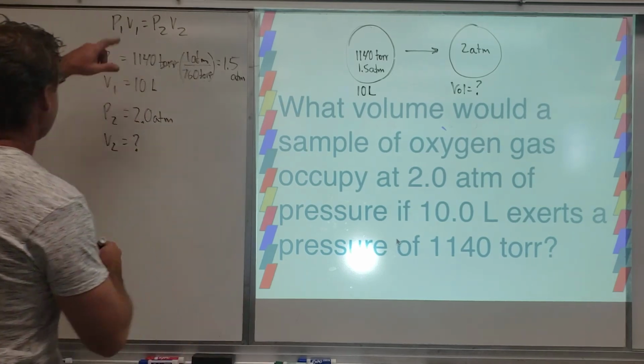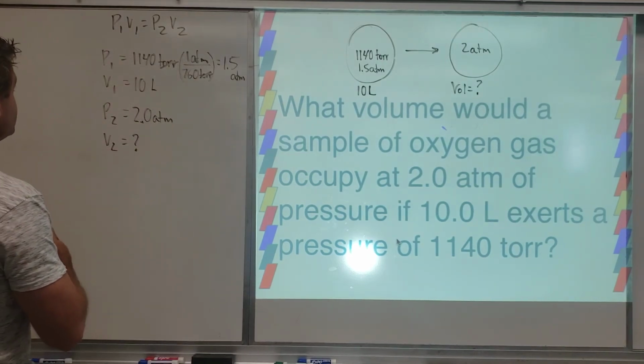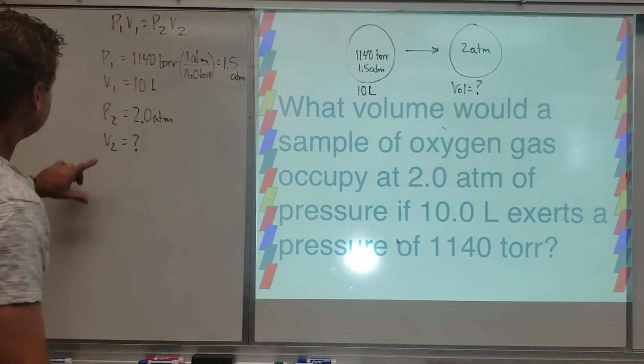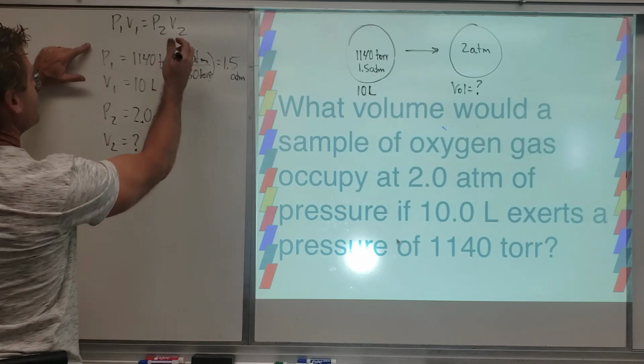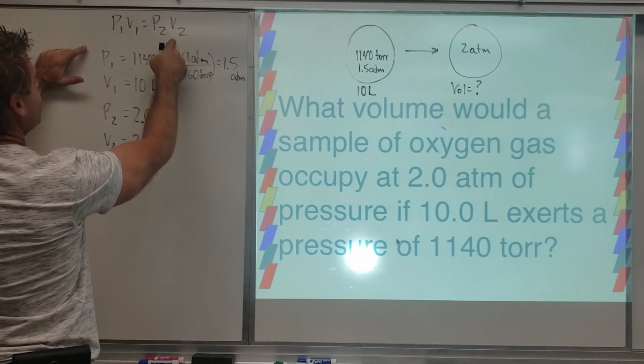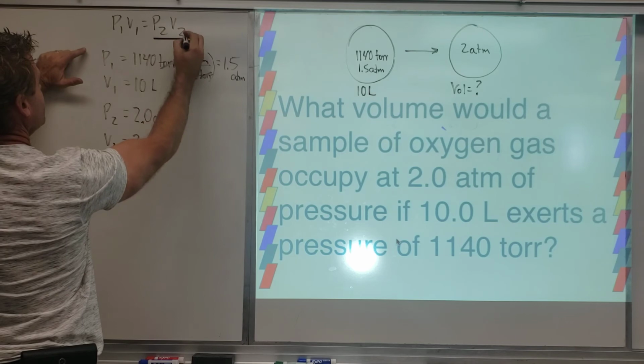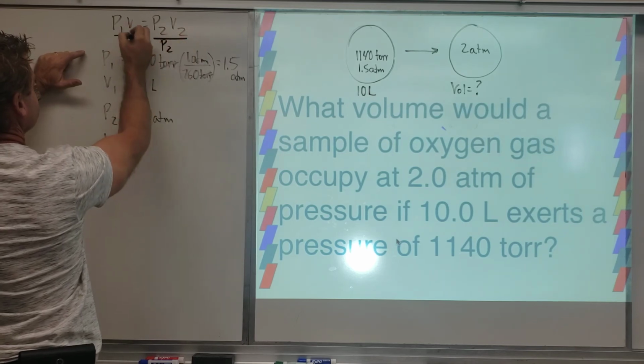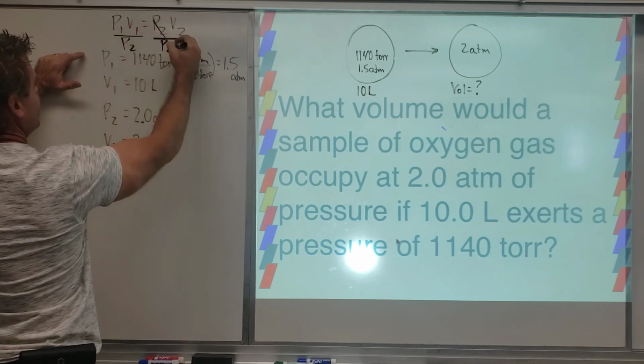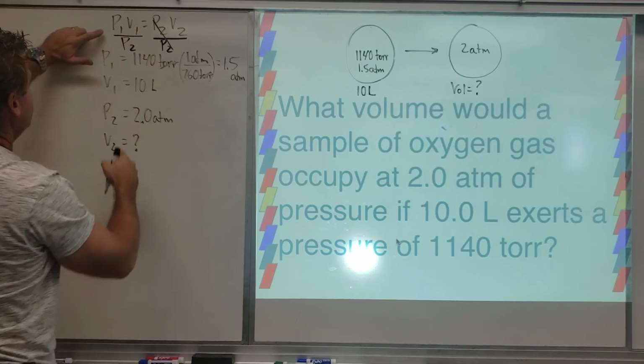Now I'm ready to punch values in. Before that, I'm solving for V2, so I'd rearrange this first. If I'm solving for V2, how do I get rid of P2? I divide both sides by P2. And then V2 is P1 V1 over P2. So that's what I'm going to do.